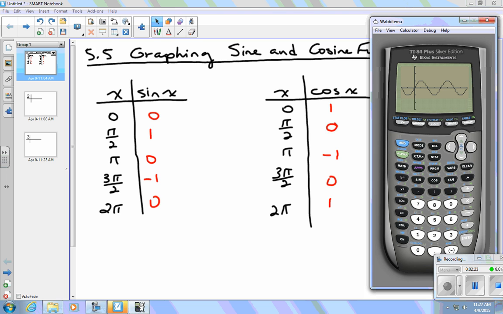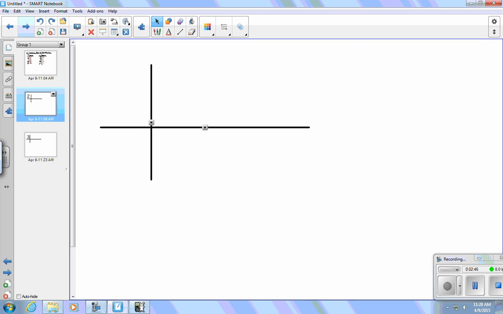characteristics of this graph. Notice as you compare this to your table of values, and we're just talking sine x, it starts at 0 and then moves up to 1, down to 0, down to -1, and back up to 0 again. Okay, so I'm going to switch to the next page here and we can sketch in that function.